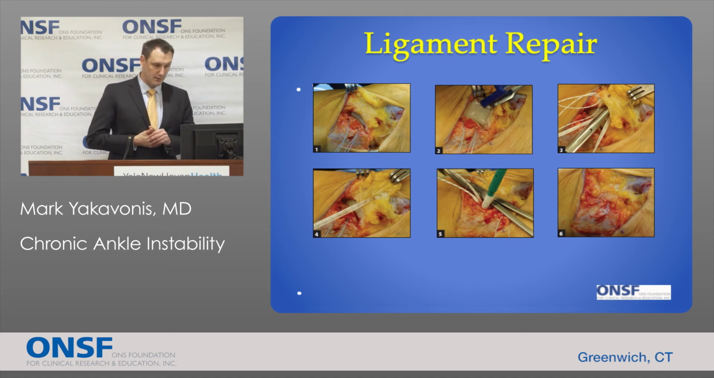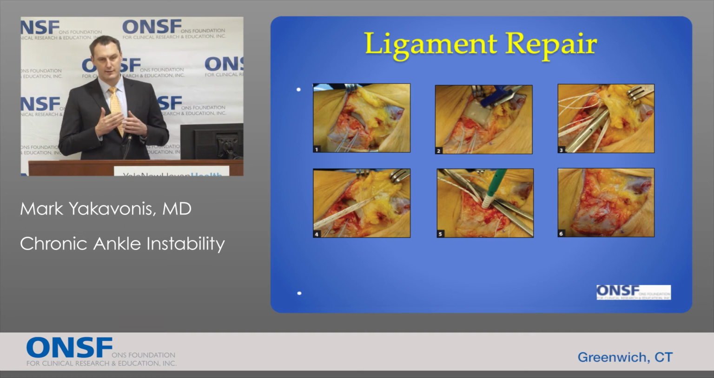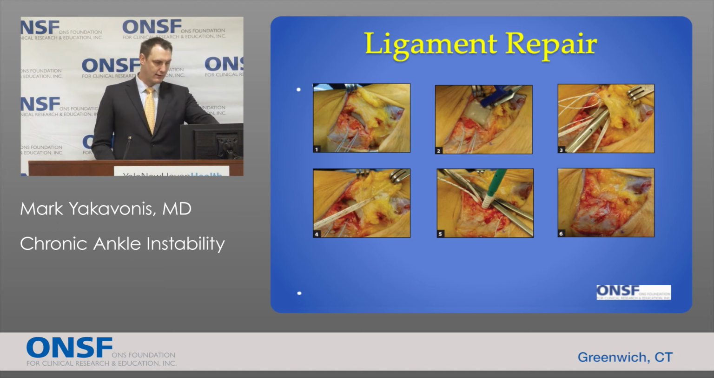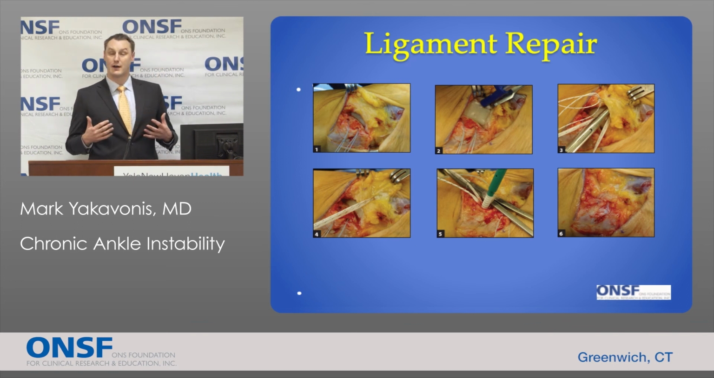Here's an example of a ligament repair, and what you do is, again, the most commonly affected ligament is your anterior talofibular ligament. So what you do is you reflect that ligament off of the fibula, and then you tie it down in a tighter manner back to the fibula. So you can see here illustrated, you reflect off the ligament and then tie it down and imbricate it in a more taut position.